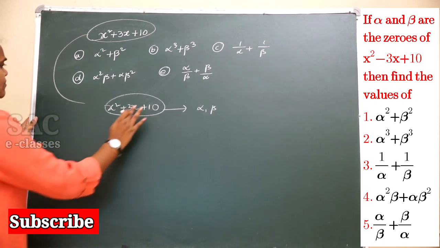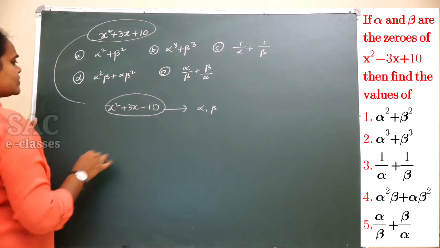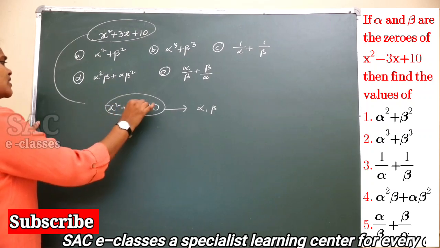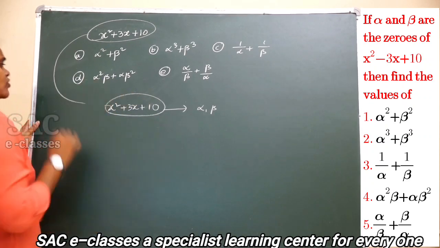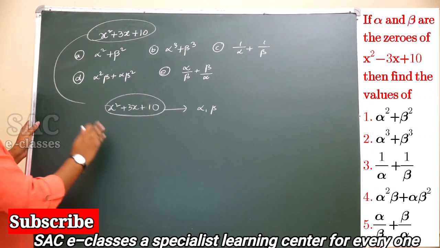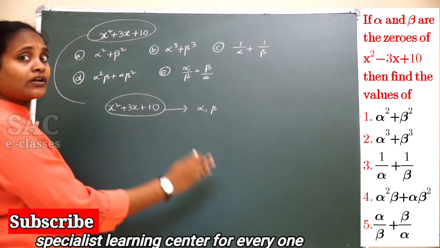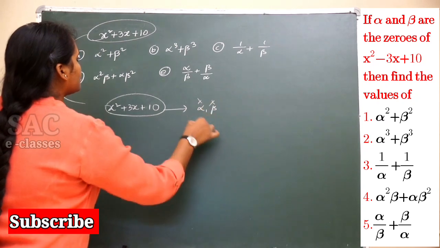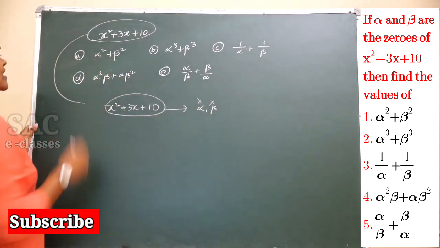Maybe if it were minus 10, yes, we could find the alpha and beta values. But sometimes they give a problem like this one, a non-factorizable quadratic polynomial. At that time, you can't find alpha and beta, so you go for the relationship identities.